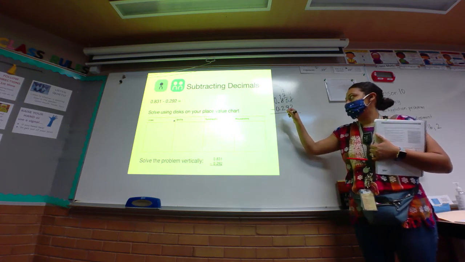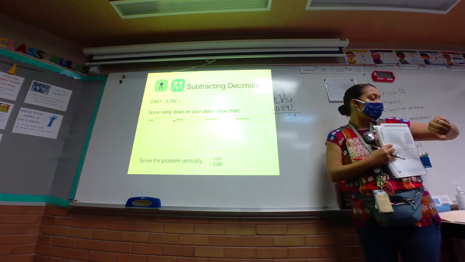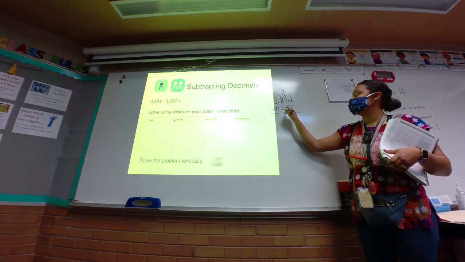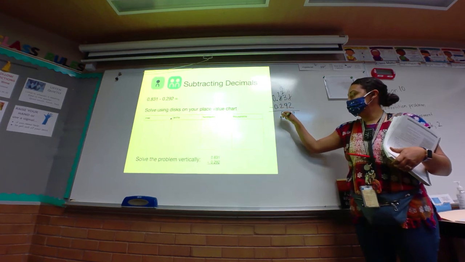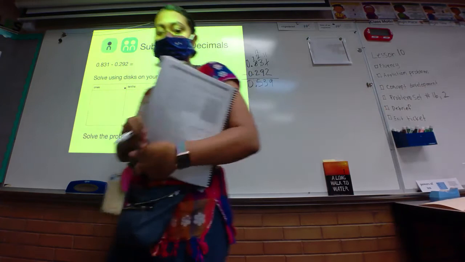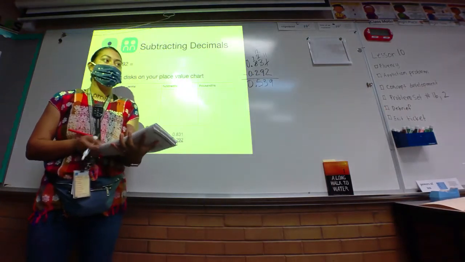7 minus 2. 5. Yeah, that's exactly. Decimal 0. Okay. Got it?